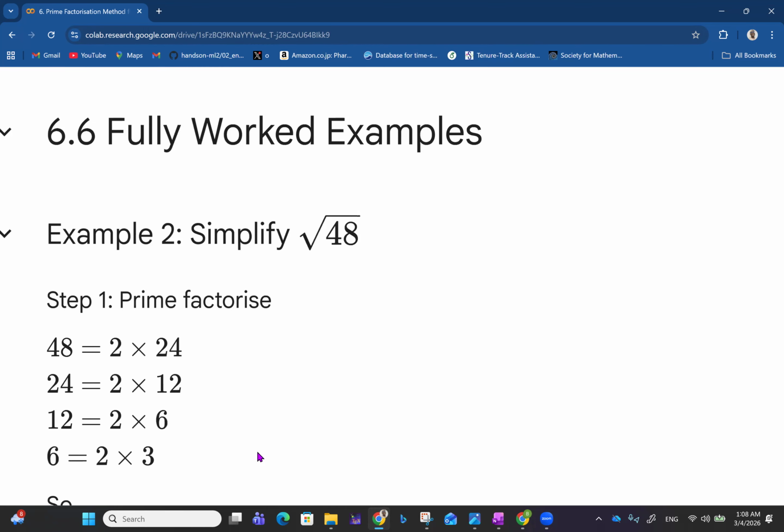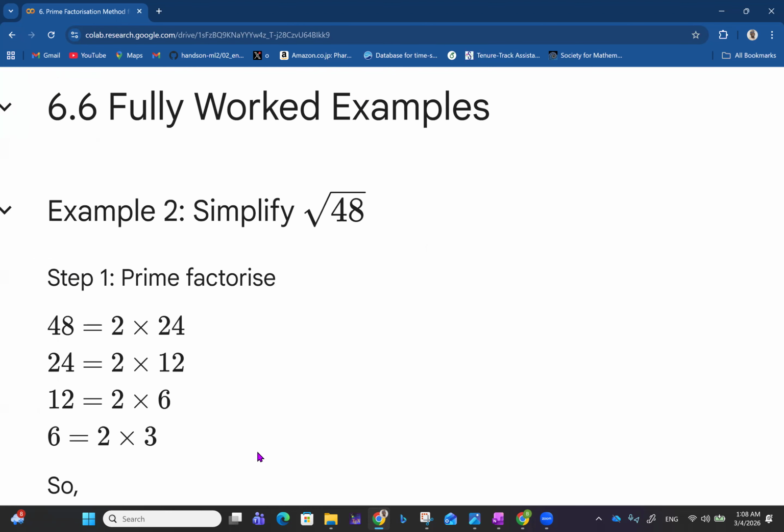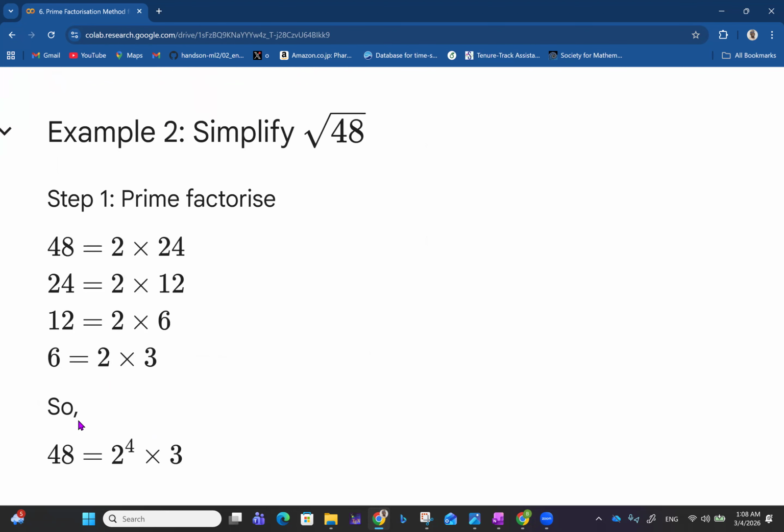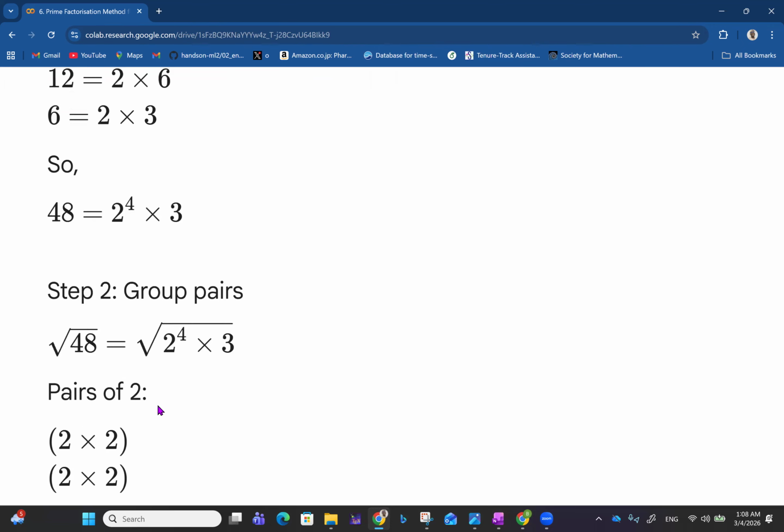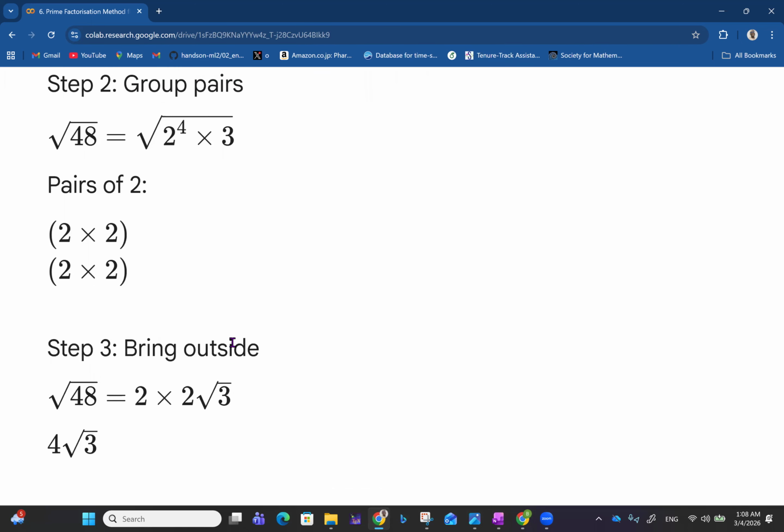Okay, so we have fully worked examples now. You want to simplify root 48. So you prime factorize: you have 2 times 24, then 24 is 2 times 12, 12 is 2 times 6, 6 is 2 times 3, and at the end of the day, you have 48 as 2 times 2 times 2 times 2 times 3. That's 2 raised to power 4 times 3. And then you group in pairs now. You have 2 raised power 2, 2 raised power 2. So you have two of each of these two coming out, and only 3 is going to remain at the end of this. So you have 4 root 3.